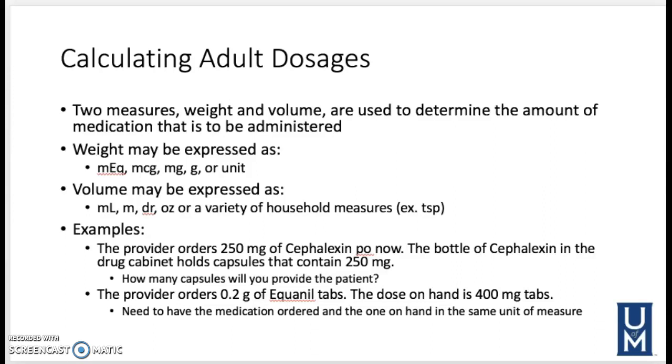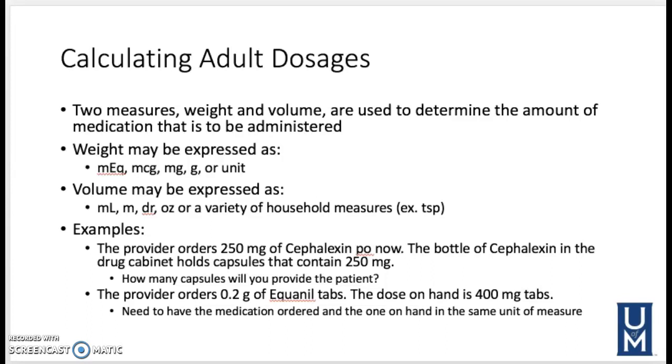Volume may be expressed as milliliters. This M actually stands for a minim, not very common, don't worry about that. And for those of you taking notes, it's spelled M-I-N-I-M. This DR stands for drams, also not very common. And then ounces. Ounces is more commonly used. And then also a variety of household measurements indicate our volume, so teaspoons, tablespoons, those kinds of things.